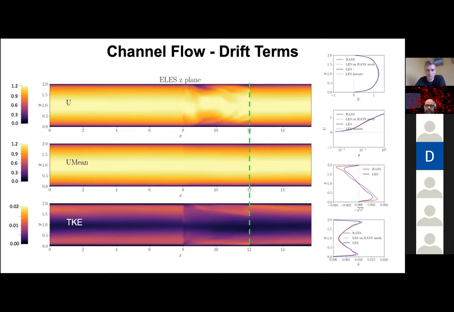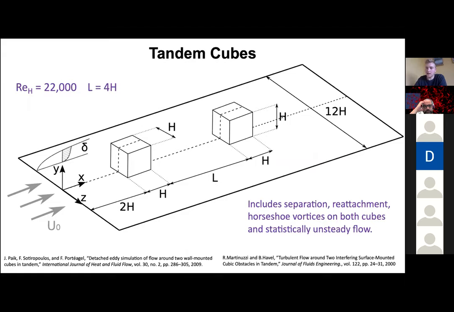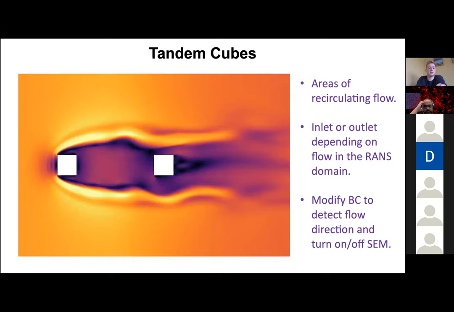We also looked at the tandem cubes, so wall-mounted tandem cubes. And this was to start looking at this recirculation region. So you can see here, around the first cube, we get this large recirculation region. And if we're to have a small LES domain, it may be that we need to have a domain that crosses this boundary.